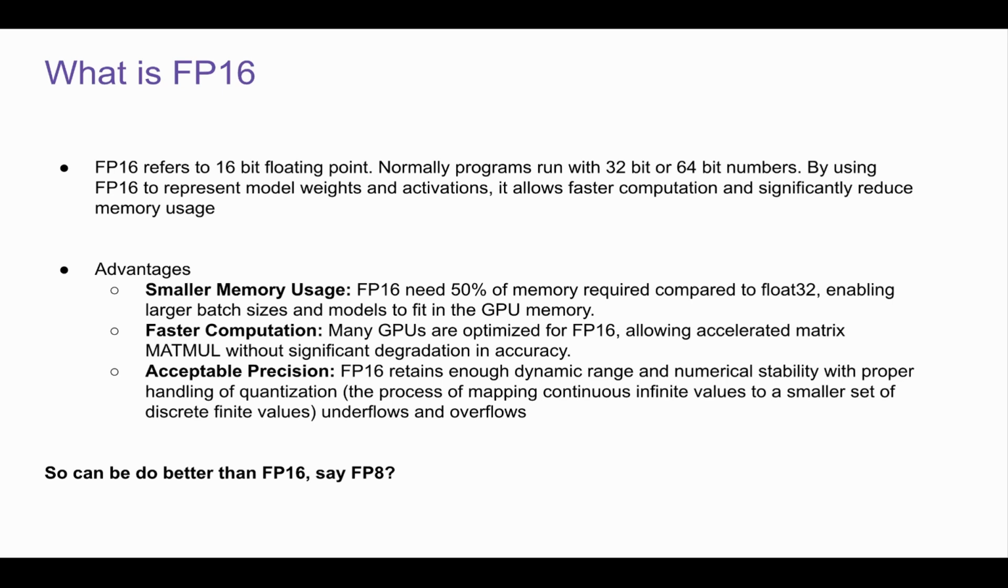So in summary, the advantages are a smaller memory footprint. FP16 needs 50% of the memory compared to FP32. And this enables large batch sizes and models to fit into GPU memory. It is the main reason why it's so popular in GPU and AI training.